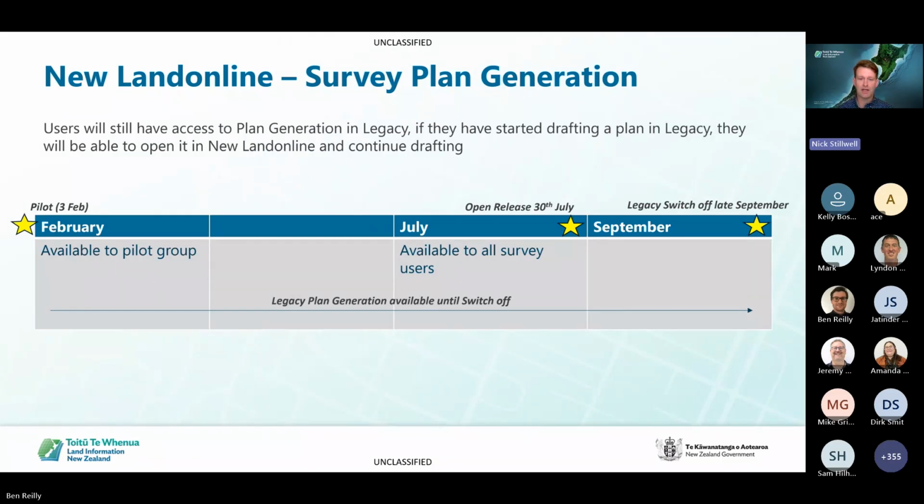So here we are in July, and at some stage later today, the new plan generation application will be accessible to all survey users of New Landonline. And we're working towards an end-of-legacy switch off date for legacy Landonline. That'll be PlanGen search, but really all of legacy Landonline, because this is the last remaining feature in the cutover from legacy to new. So we've got a little bit of a window there to get over to the new PlanGen and give you a chance to get used to it before that cutoff date.